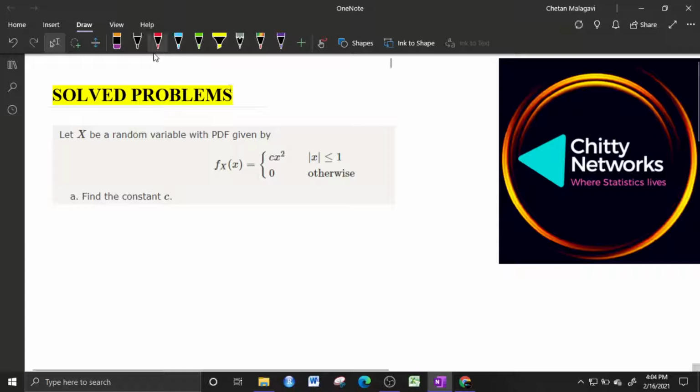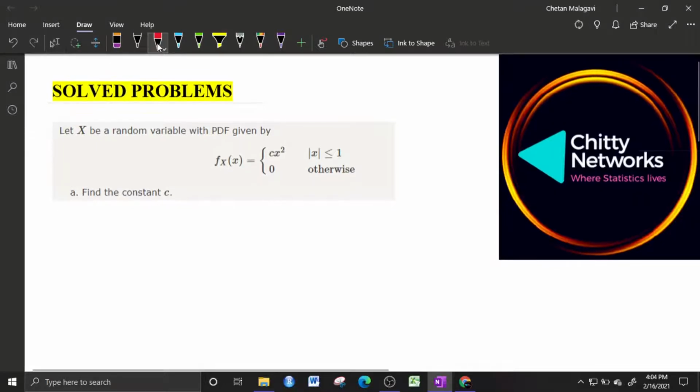Today let us solve a few problems regarding random variables, distribution function, density function and mass function. Let us take the first question.